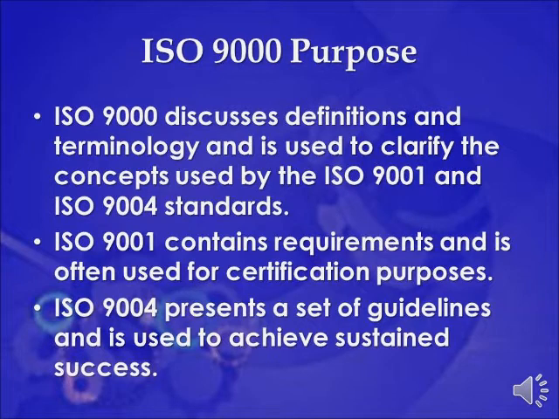ISO 9000 discusses definitions and terminology. It is used to clarify the concepts used in ISO 9001 and ISO 9004. ISO 9001 contains requirements and is often used for certification purposes. ISO 9004 presents a set of guidelines and is used to achieve sustained success.